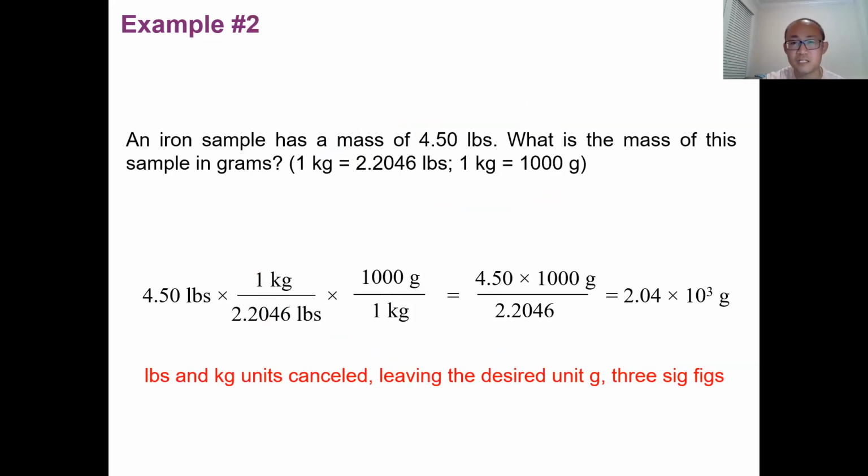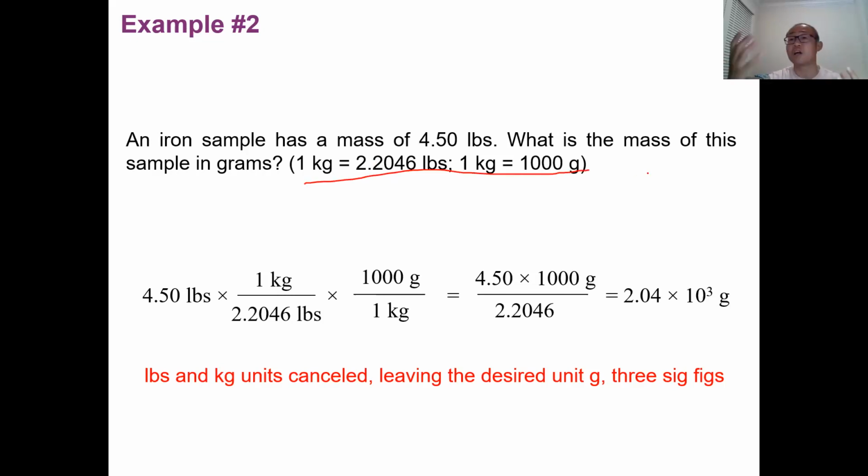Okay, more practice. In this practice, you can see how amazing this method is by using multiple conversion factors. They ask: a sample has a mass of 4.5 pounds, and what is the mass of this sample in grams? So we're converting pounds to grams, and we were given these two relations.